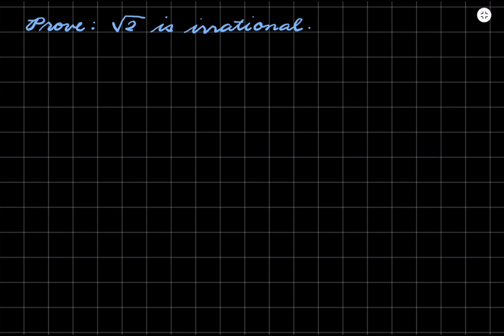So we have a classic example here: prove that square root of 2 is irrational. So here is the proof. In proof by contradiction, we will assume the opposite of what we want to prove. So assume that square root of 2 is not irrational, meaning square root of 2 is rational.